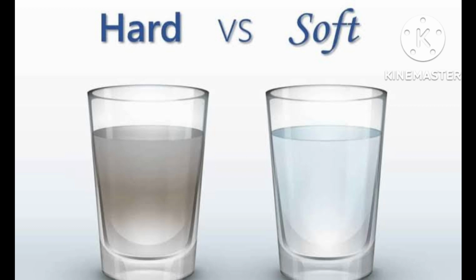This is called autoprotolysis, meaning water itself reacts. One molecule functions as an acid, the other functions as a base, and it gives the product H3O plus, and the other product is OH minus.